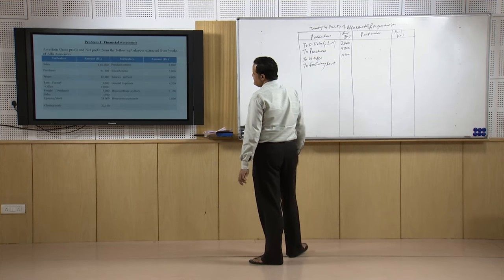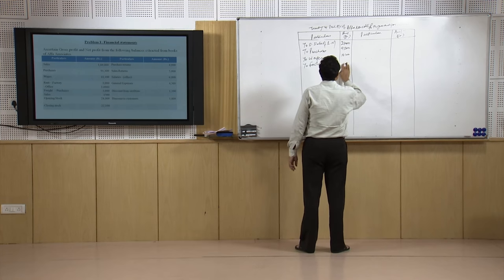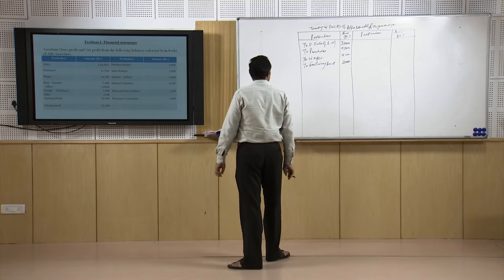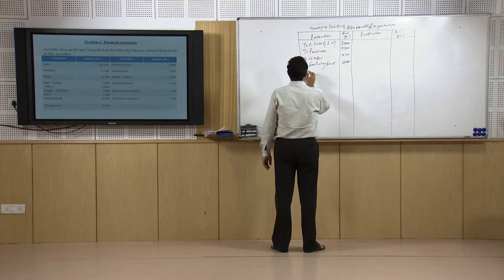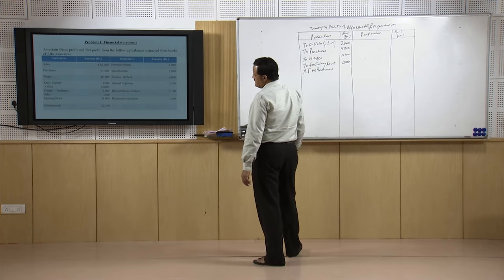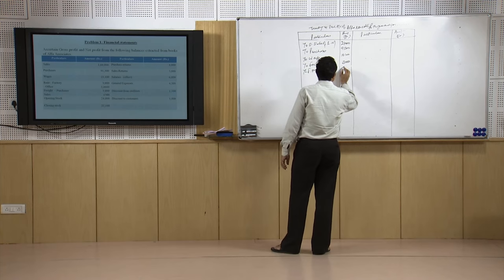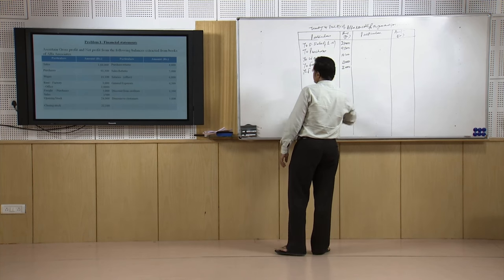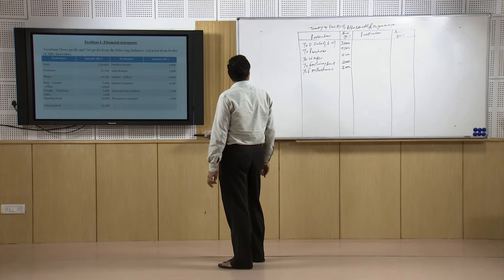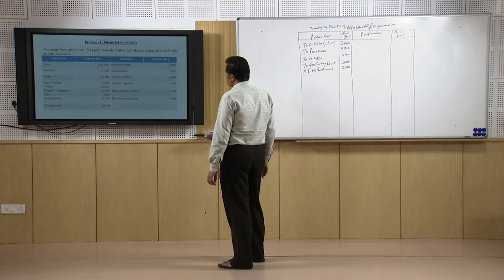Factory rent is 3000 rupees, good, take factory rent 3000 rupees. Then we have freight on purchases, you can write here freight on purchases, and the freight on purchases here is 3000 rupees. Any other item? No. Purchase returns are also there, right? So, salaries, general expenses, discount and discount.